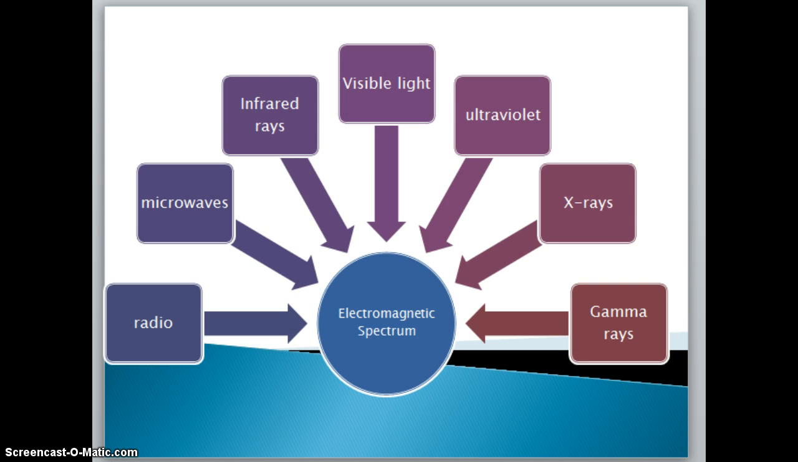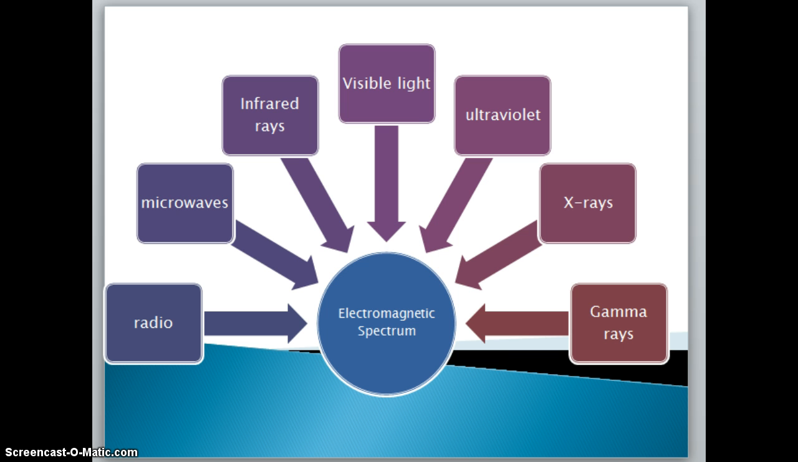So the electromagnetic spectrum, like I said, is made up of all of these different waves, and on the left with the radio waves, they are the longest wavelength and the lowest frequency, and then microwaves, then infrared rays, then visible light. And visible light is divided into the different colors: red, orange, yellow, green, blue, and violet. Then we have ultraviolet rays, X-rays, and gamma rays. Gamma rays have the shortest wavelength and the highest frequency.